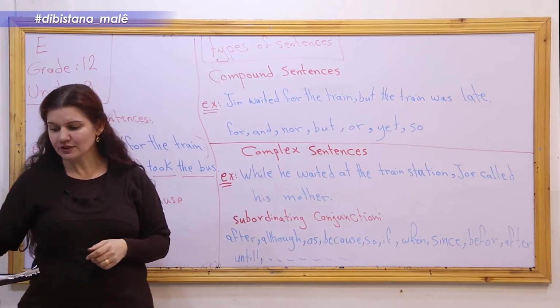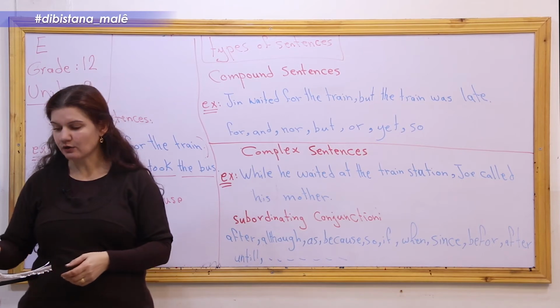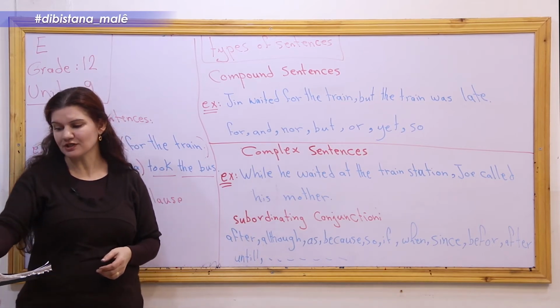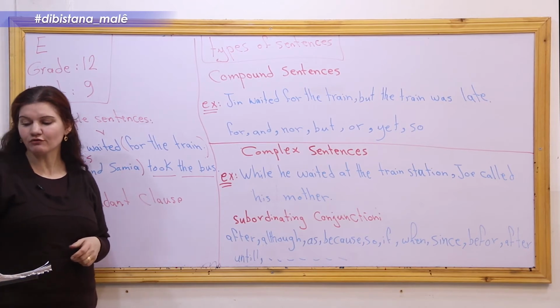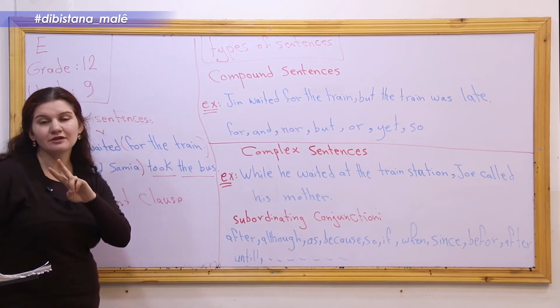This is about simple sentences. Now let's move to the compound sentences. Compound sentences refer to a sentence made up of two independent clauses.